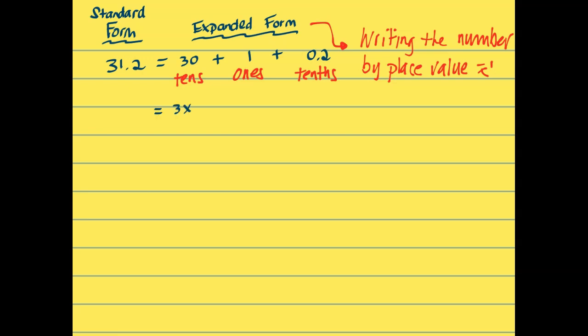So, moving right along. How do you get 30? That's just 3 times 10. So, in other words, I have 3 tens. How do I get 1? Well, that's just 1 times 1, which is 1. And then I have 2/10. What's that? Well, that's just 2 times 1/10, right?